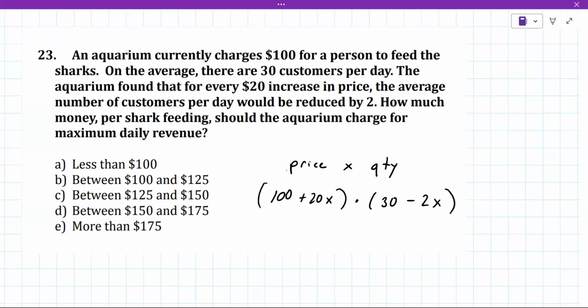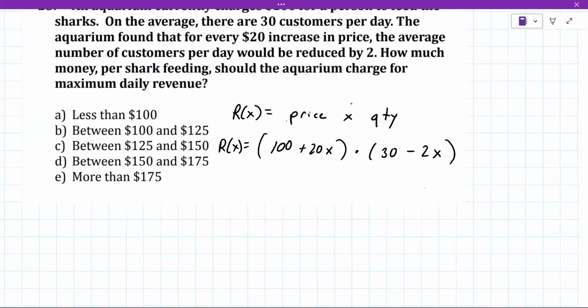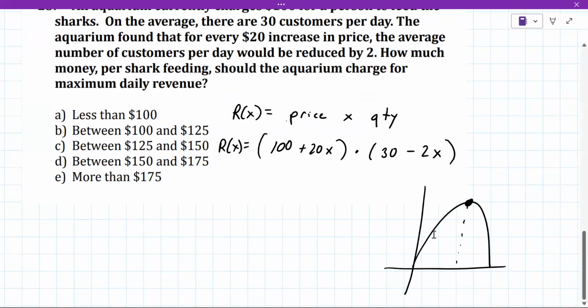So to keep it kind of simple, the variables always attach themselves to the thing that's going up or going down. Okay. So this is your revenue function. Now there's a couple ways to solve this. One is to go right to the graphing calculator to graph it, figure out where that maximum is. That does not necessarily give you the answer, but it leads you to the answer.